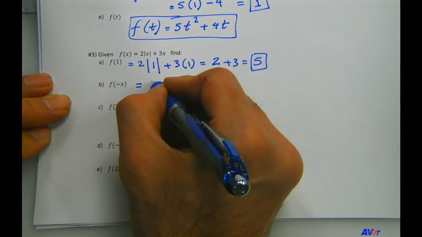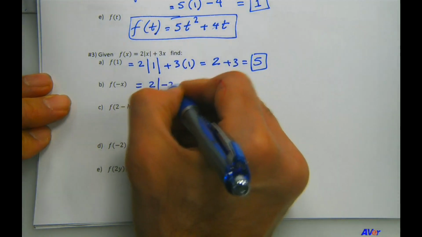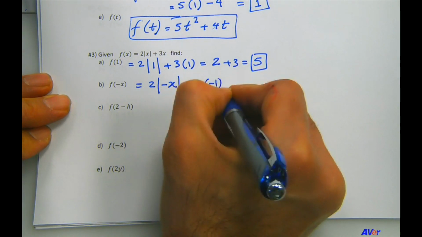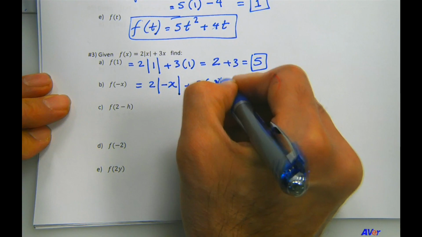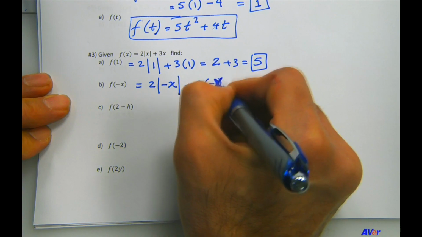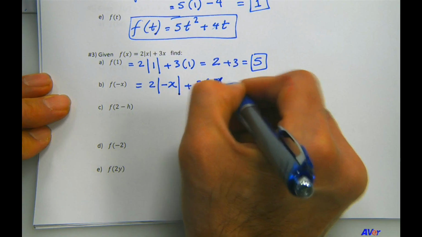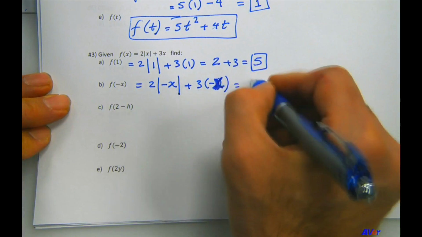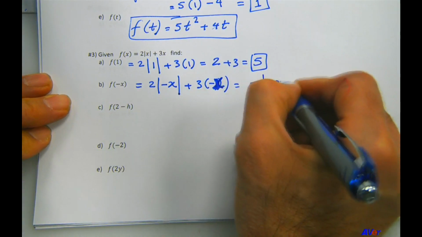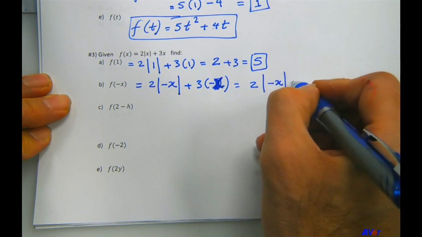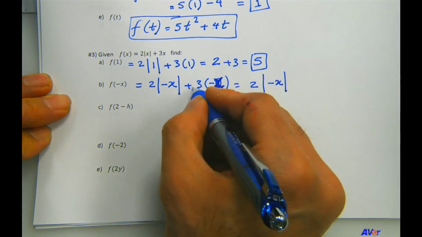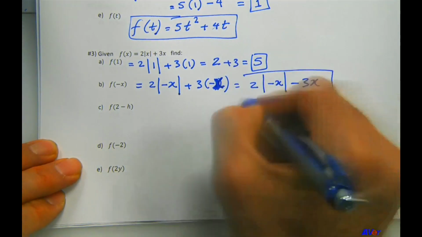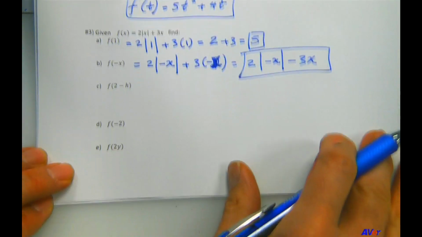So equals 2 absolute value of minus x plus 3 times minus x. Sorry about that. So instead of 3x, plus 3 times minus x. So let's simplify. We get 2 times absolute value of negative x plus 3 times minus x, minus 3x. There we have that. Okay.